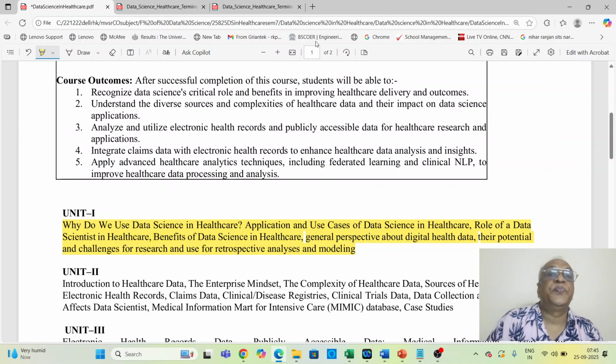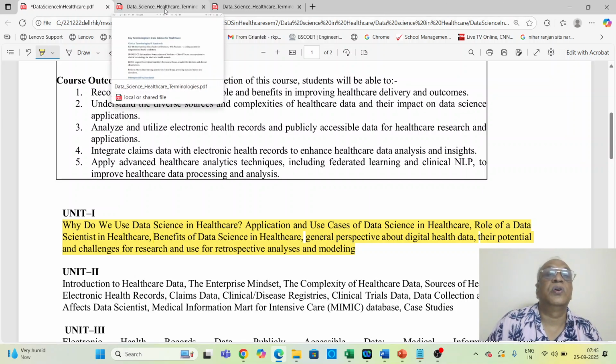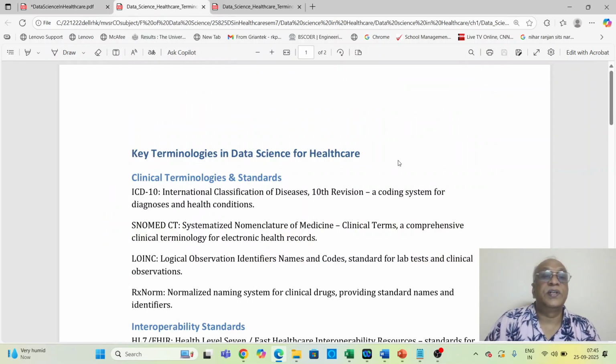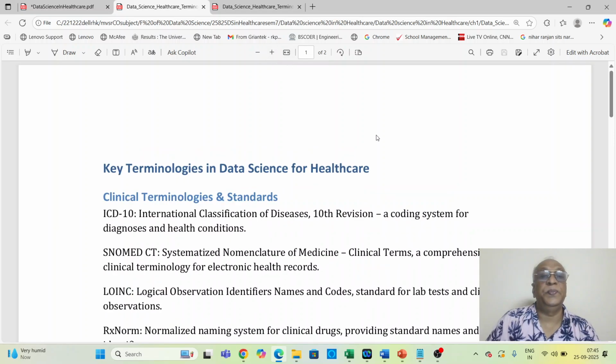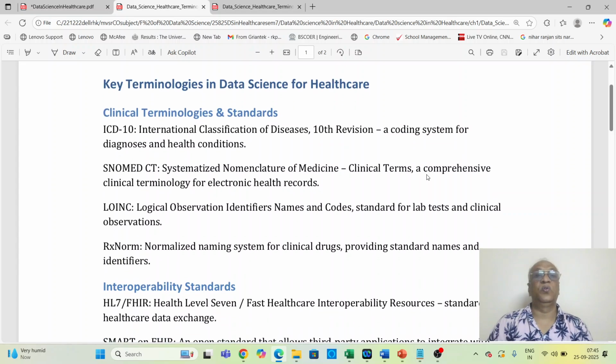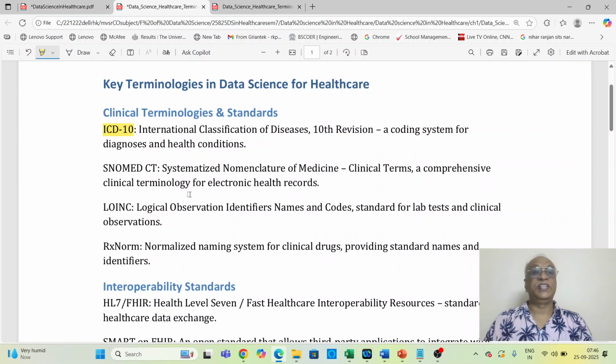I have just used Google for these terminologies and used ChatGPT also. So let us look at the key terminologies in data science for healthcare. One term is ICD-10, which stands for International Classification of Diseases, 10th revision, a coding system for diagnosis and health conditions. So ICD stands for what? International Classification of Diseases.